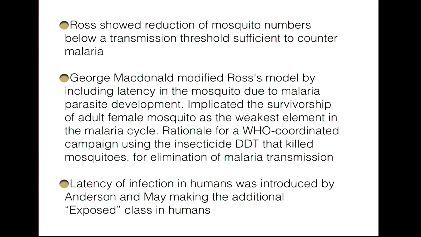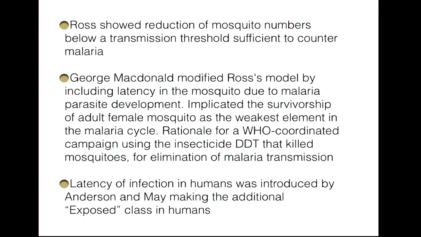So the importance of Ross's work was that Ross showed that if you reduce mosquito numbers below a certain transmission threshold, that was sufficient to counter malaria. This is like our definition of R0 and what we refer to as herd immunity. By reducing the effective R0 to a number which is 1 or less, you ensure that the infection could not propagate within the population. It's something like that. If you can reduce the gross density of mosquitoes which are responsible for infection below a certain amount, that should be sufficient to counter malaria.